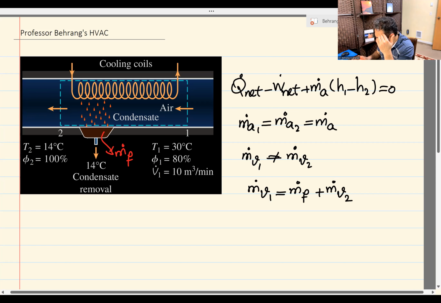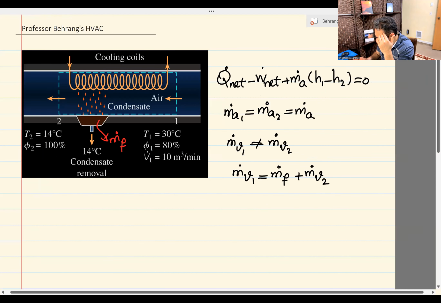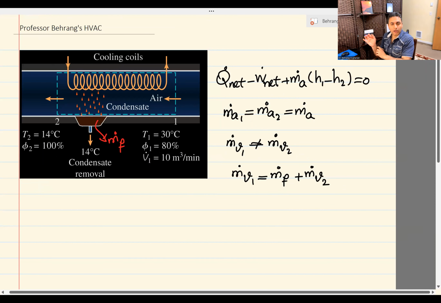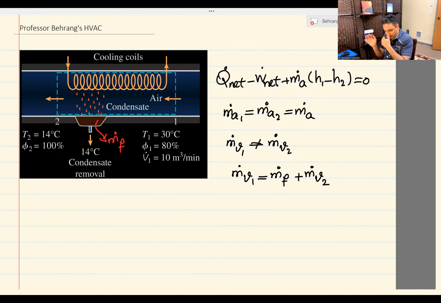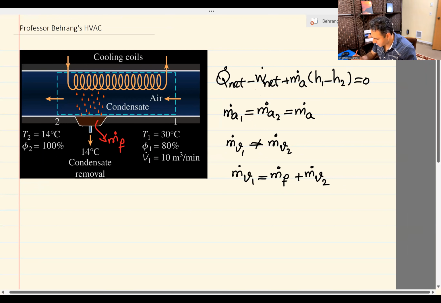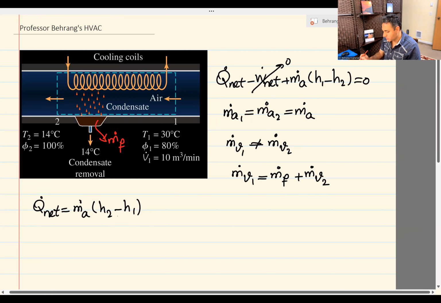Now, this process doesn't involve any work, obviously. It doesn't produce any power, and it doesn't consume any power either. If there's any friction or head loss, we just ignore it. So W dot net becomes 0. So the value of Q dot net that we are looking for in this case is basically just m dot of dry air times (H2 minus H1). Because we're removing heat from this process, cooling it, Q dot net is going to be less than 0. It's going to be a negative number, right?